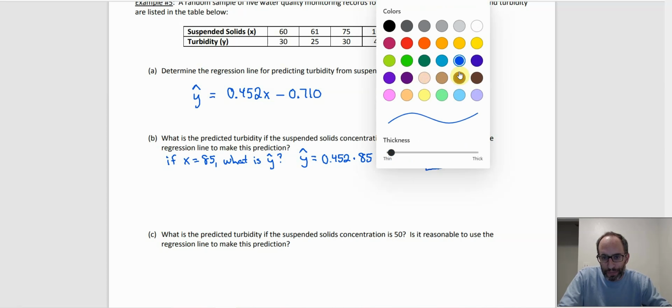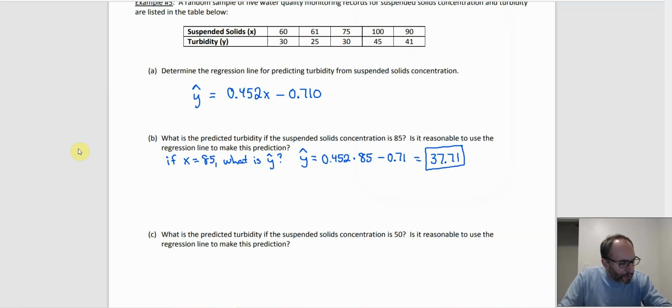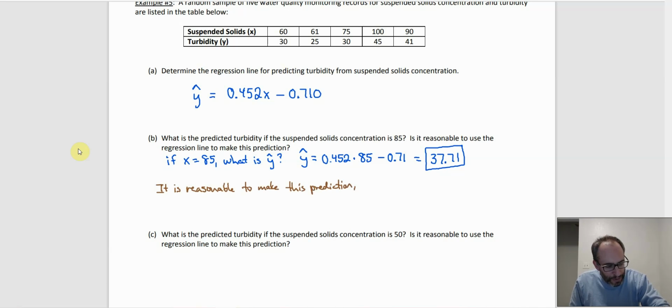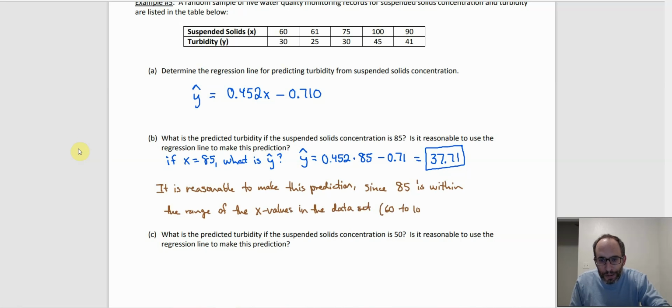So for that second part, all right, we can say that it is reasonable to make this prediction since 85 is within the range of the x values in the data set, which we just said was 60 to 100. Low was 60, high was 100, 85's in there.